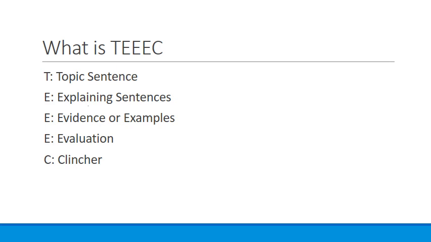The next E is for evidence or examples. Again, you'll remember this from English when you did persuasive writing. So in history, it's always imperative that you back up your points with evidence or examples. The last E is evaluation. This is where you explain what the evidence shows and how it supports your point.